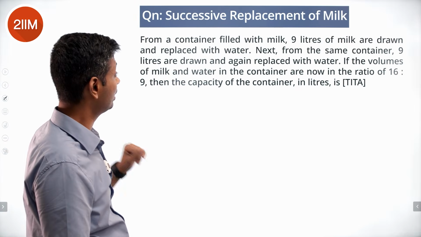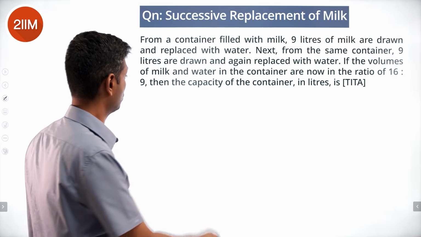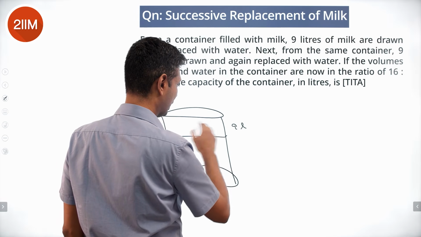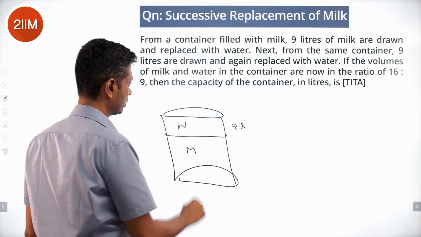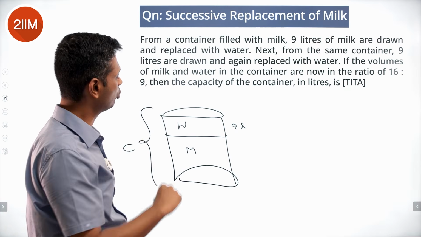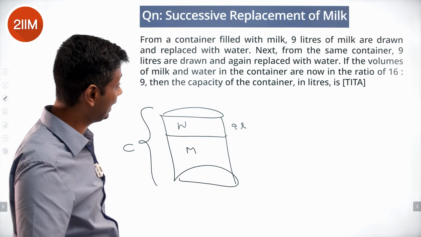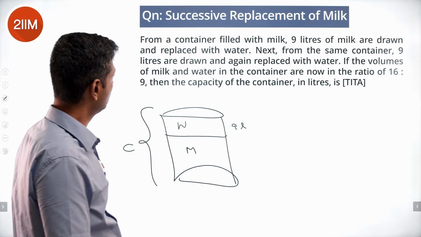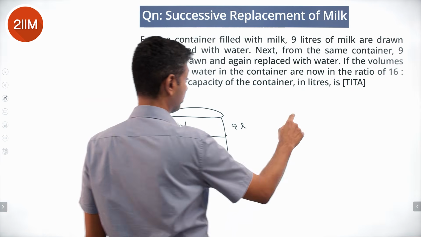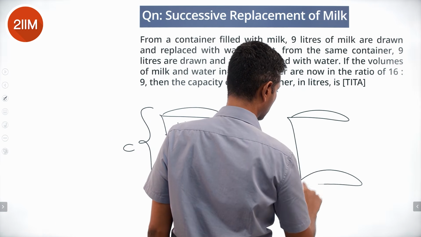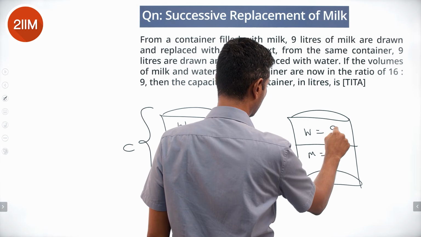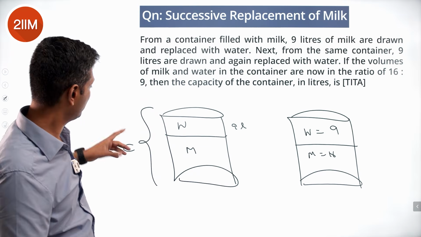From a container filled with milk, 9 liters of milk are drawn and replaced with water. So when 9 liters are removed, it becomes water plus milk. Let's say the overall container capacity is C. Again 9 liters are drawn from the same container and replaced with water. If the volumes of milk and water in the container are now in the ratio 16:9, so we do it one more time. Finally, milk is 16, water is 9. Ratio is 16:9. What is the capacity C?